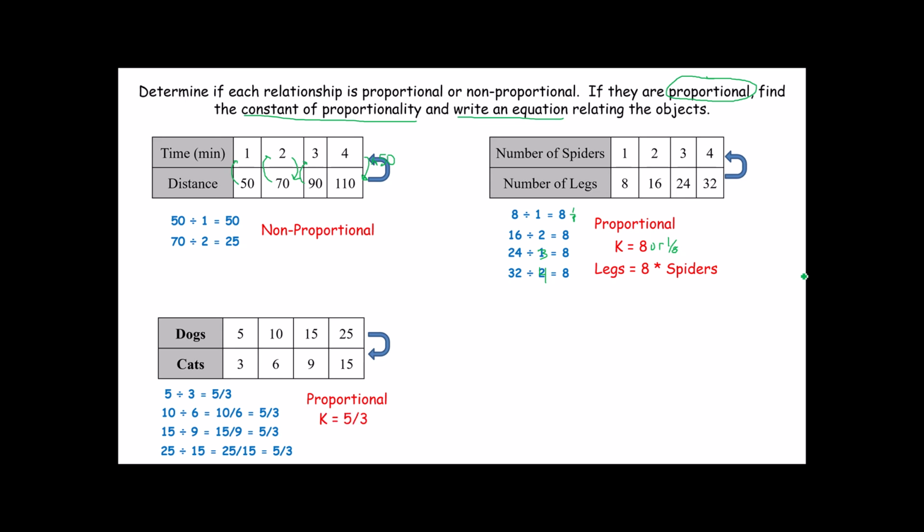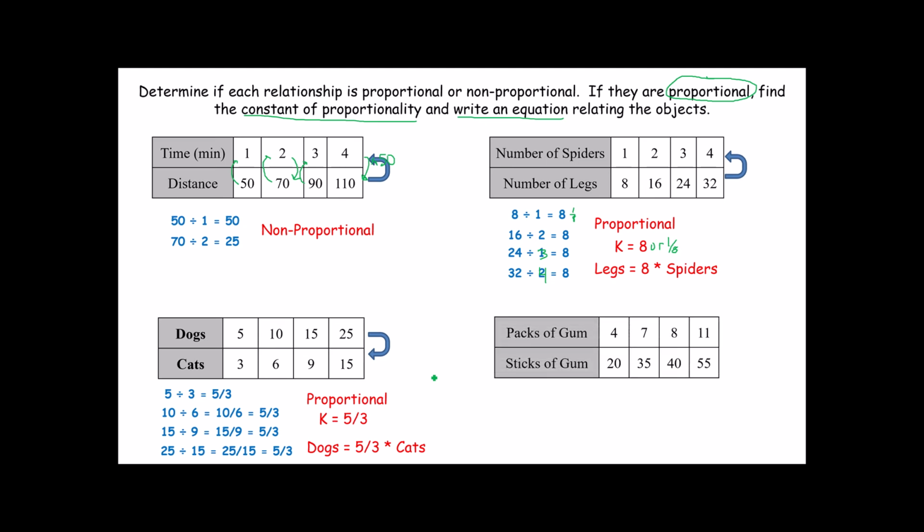The constant of proportionality is 5/3 because the number of dogs is equal to 5/3 times cats. You could have also said the constant was 3/5 and the cats was equal to 3/5 times dogs. Is that getting easier? I hope so. One more.